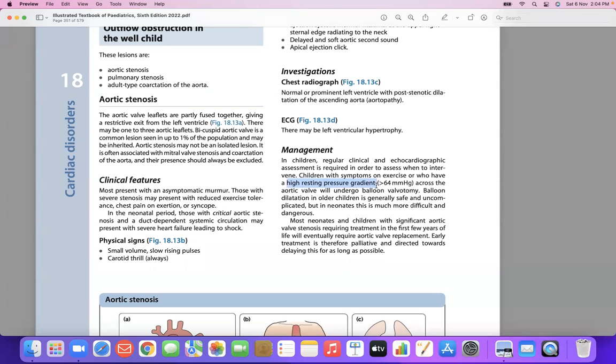When the child is resting, the pressure gradient is high across the aortic valve, that is more than 64. So any aortic stenosis child presenting with symptoms, you will go for this balloon valvotomy. But even at rest, if their pressure gradient is more than 64 mm of Hg across the aortic valve, we'll go for balloon valvuloplasty. Okay, balloon dilatation in older children is generally safe and uncomplicated, but in neonates, this is much more difficult and dangerous. So this is for the older child.